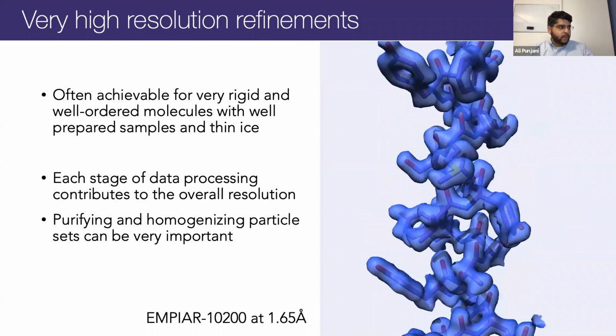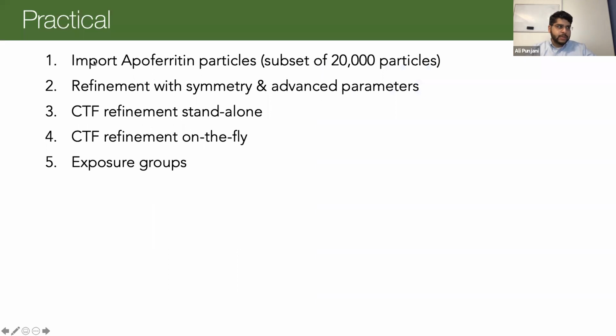So coming to what we're going to try to do in practice, what we started before lunch, at least all the practical participants should have done this so far, is to import a set of apoferritin particles from the same EMPIAR 10200 dataset. That dataset actually has something like 400,000 particles that end up going into a very high resolution reconstruction refinement. We're actually only going to use a subset of 20,000 particles that we've prepared in advance, and everyone has imported and started processing.